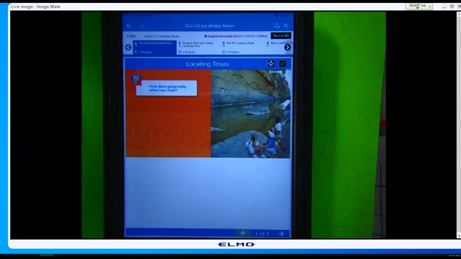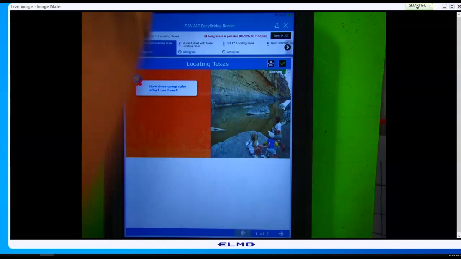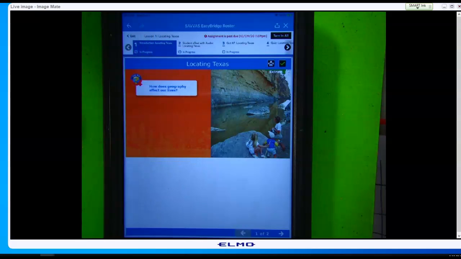What do y'all think it does? Somebody wave at me and answer. Jesselyn, how does geography affect our lives? Geography affects our lives by making us have things known and a lot of what we use. Okay. Anybody else have anything? How does geography affect our lives? Scarlett.